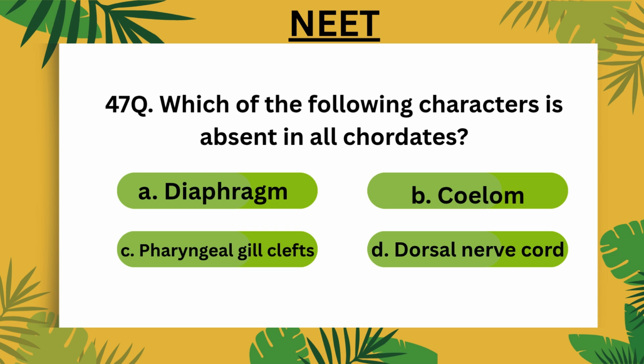Forty-seventh question. Which of the following characters is absent in all chordates? A. Diaphragm. B. Colon. C. Pharyngeal gill clefts. D. Dorsal nerve cord.